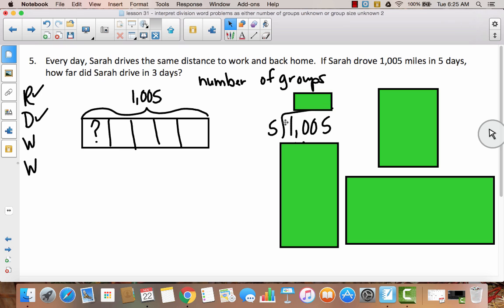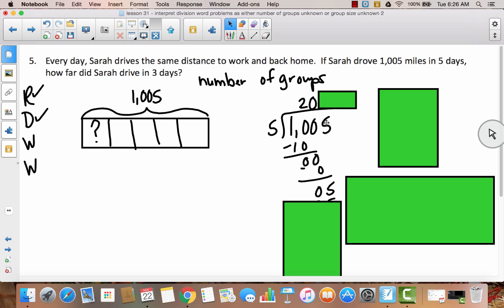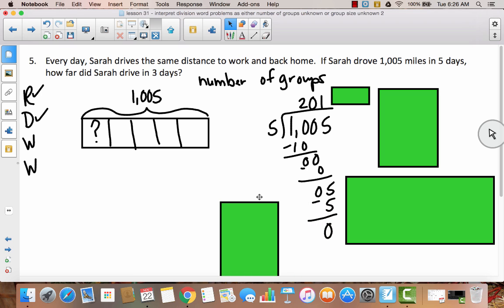So first of all, I started with my division because I knew that I wanted to figure out how much was in each day. So when I divided, I could not divide 1 thousand into 5 groups, so I had to decompose this and make this 10 hundreds. 10 divided by 5 is 2, and 2 times 5 is 10, and that leaves me with 0. When I brought down the 0 in the tens place, 0 divided by 5 is 0, and 0 times 5 is 0, so I'm still left with 0. Then I brought down my 5 ones, and 5 ones divided by 5 is 1, and 1 times 5 is 5, so I had no remainder.